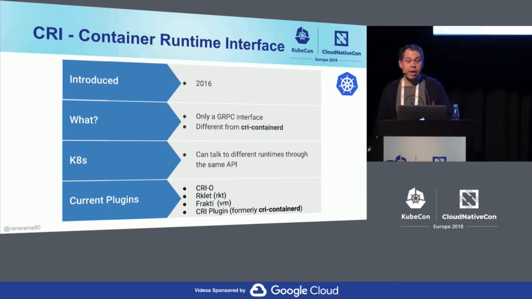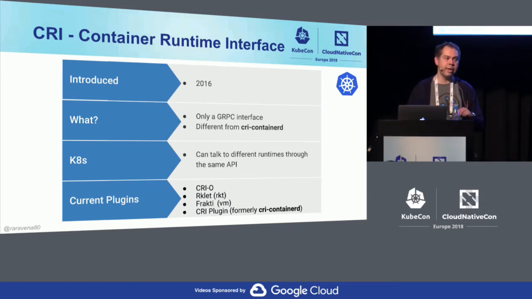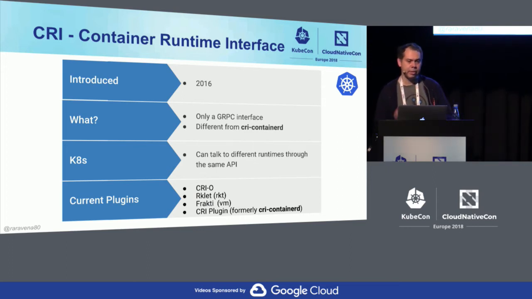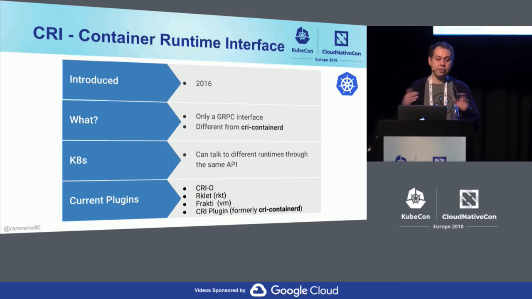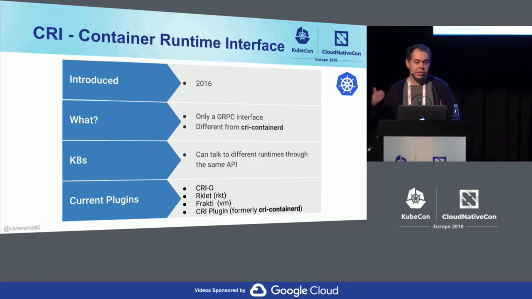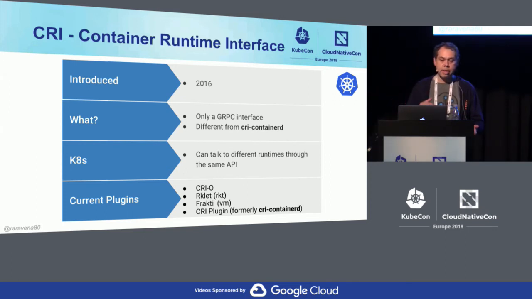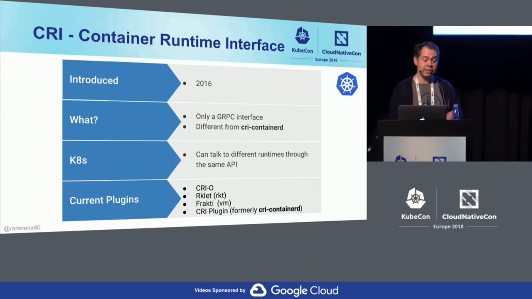Okay, so let's talk about CRI now. CRI is just an interface. It's not Containerd, CRI Containerd, or the CRI plugin, so that's a little bit confusing. But CRI is just the interface introduced in 2016 so that Kubernetes can talk to multiple runtimes. It's just a gRPC interface, and the shims available are CRI-O, Rocklet in development, Frakti to run VMs, and like I mentioned before, the CRI plugin.